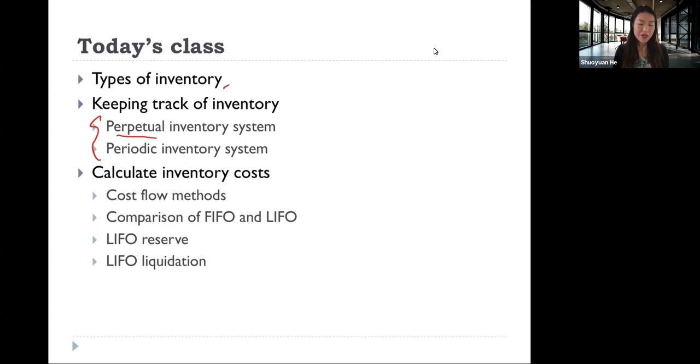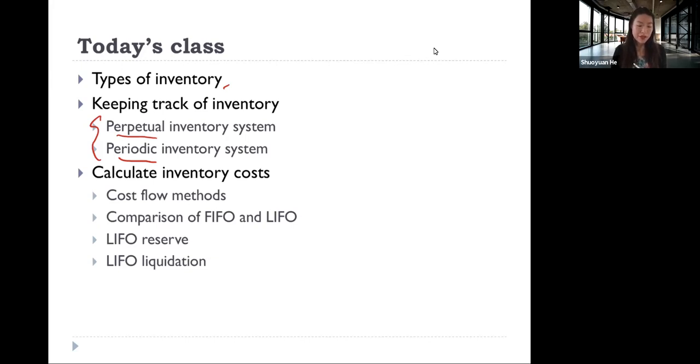One is called perpetual inventory system. The other is called periodic inventory system. So what are the differences between the two? For perpetual inventory system, the firm adjusts inventory record continuously. That is what perpetual means. So every time there's a sales, the firm needs to adjust cost of goods sold and cost of the ending inventory. Versus periodic inventory system, the firm only adjusts record at financial reporting period end.